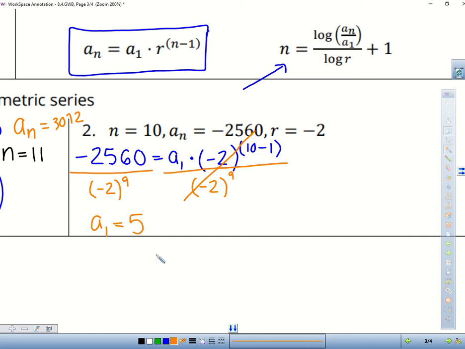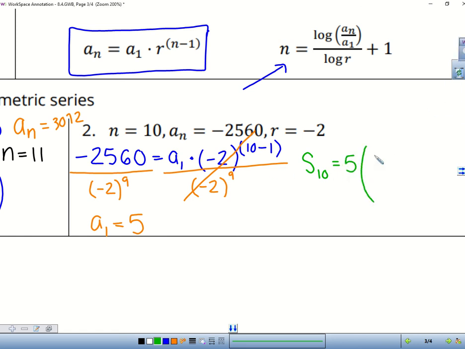So now that I know the first term, I can go ahead and plug into the formula for S. So S sub n, in this case n is 10, is equal to my first term times 1 minus.